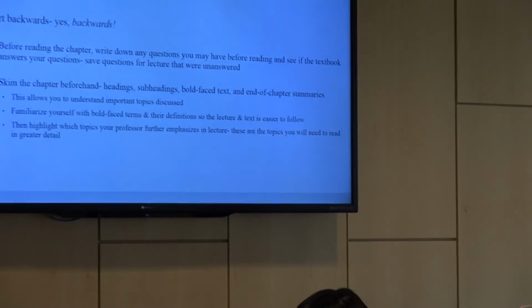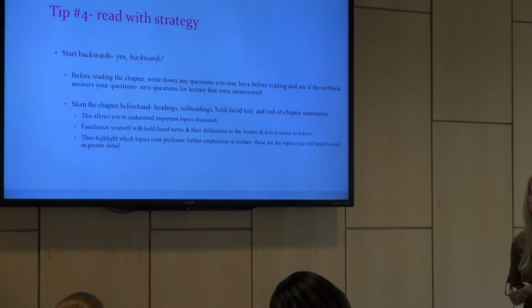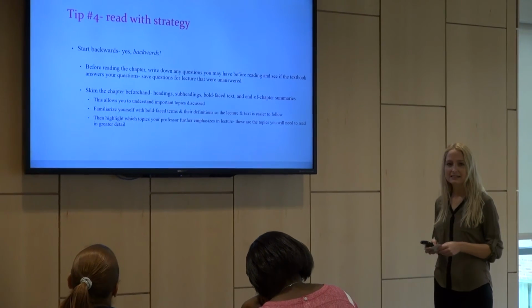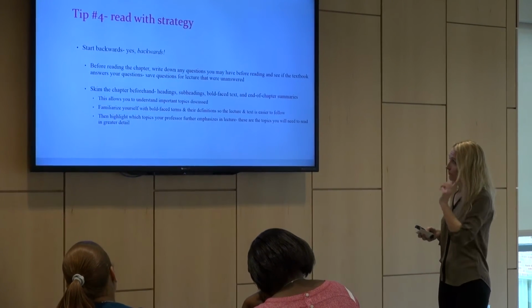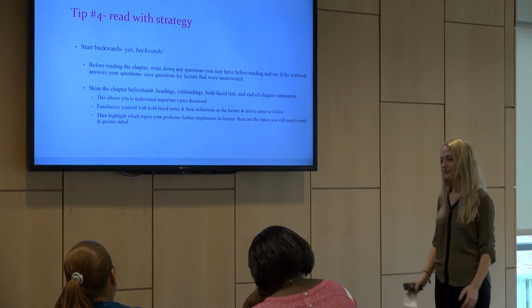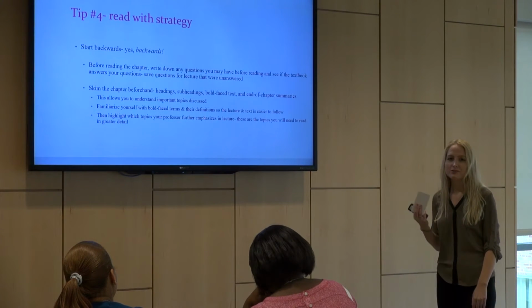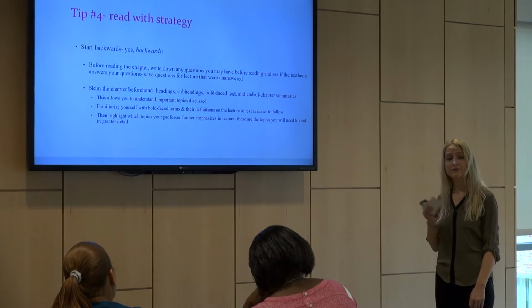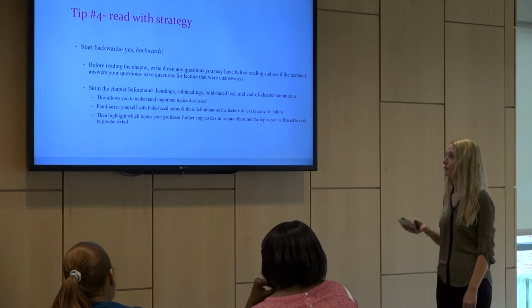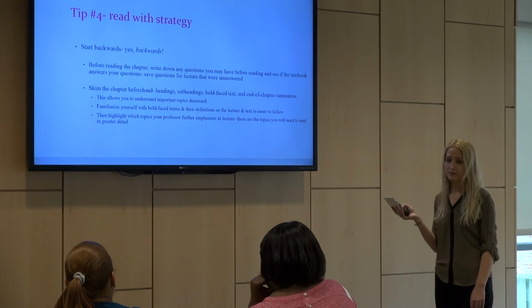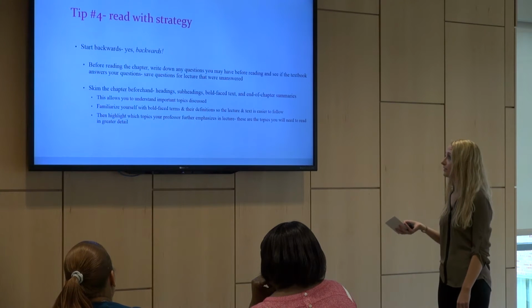And tip 4, read with strategy. And when I tell people this at the tutoring center, they look at me like I don't know what I'm talking about. But sometimes it is easier to start backwards. So before reading the chapter, if you see the chapter is about photosynthesis, think of every question you have about photosynthesis that you just think of on your own and write them down. And then follow along and see if your text will answer any of those questions. And then save questions for lecture that were unanswered. So after reading, if you're still confused, save that for your professor to answer.